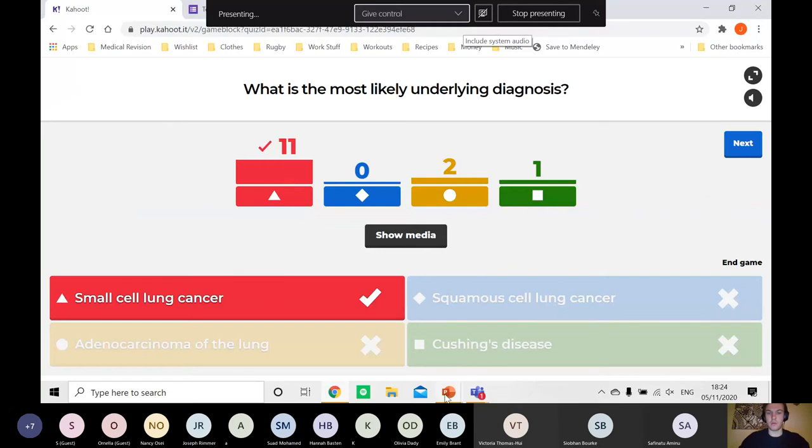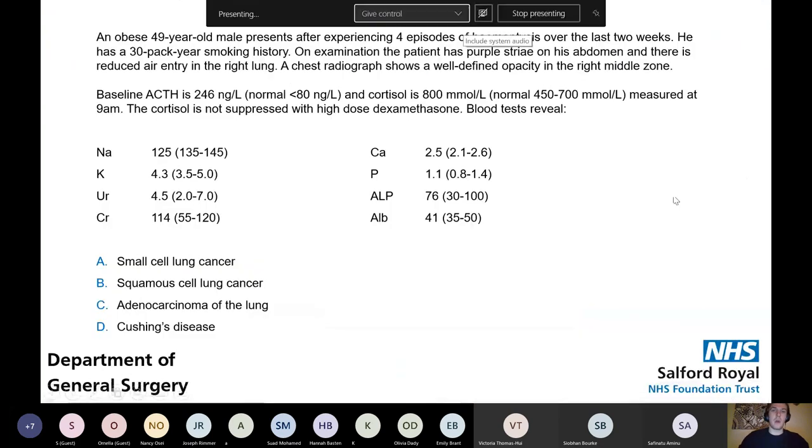Nice work, guys. So this is one where exam technique is less helpful. You need to have a bit of knowledge in order to be able to answer that question. And most of you have answered that right, which is really good. So there are some different paraneoplastic syndromes. In patients that have lung cancer, these cancers can secrete things that cause endocrine changes. So small cell lung cancer, squamous cell lung cancer, and adenocarcinoma are your 3 main types of lung cancer that you'd be expected to know about.